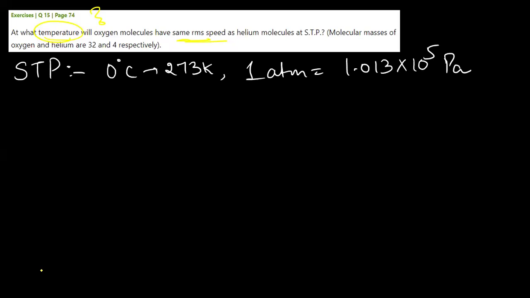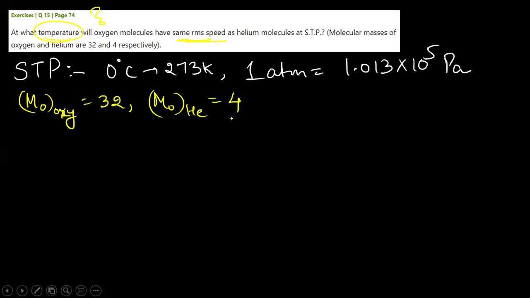The oxygen molecules have the same RMS speed as that of helium. So again, molecular masses, here they have provided the molecular masses. Oxygen is 32 and it is 4 for helium. So the molecular mass of oxygen is 32. This is given to you. The molecular mass of helium is 4. This is given to you.